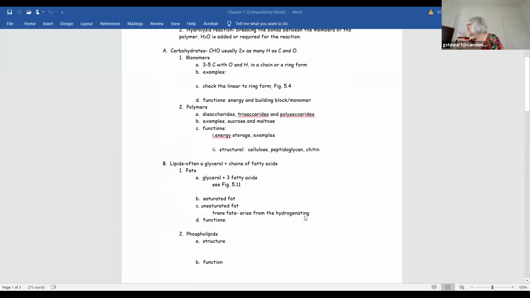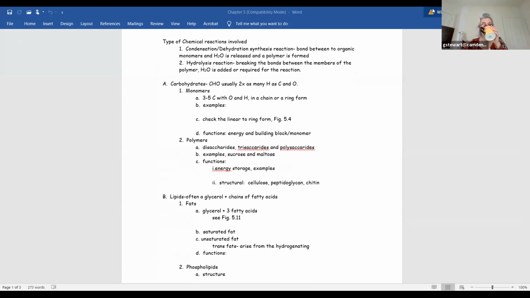Now, fats, I think I drew a fat on the other side of my board. So let me go back. So a fat, or in particular, I guess we should say a lipid. Lipids come in different varieties. The main thing you look for if you're trying to figure out if something's a lipid is glycerol and 3 chains of fatty acids.